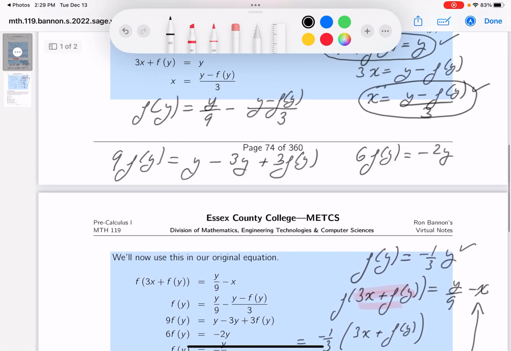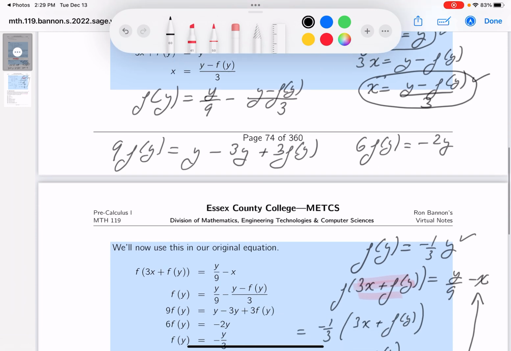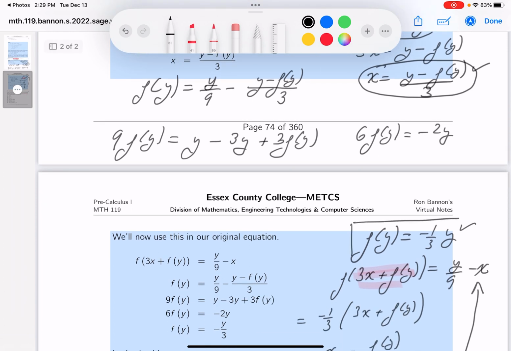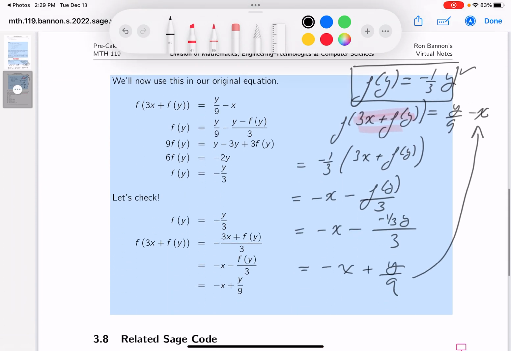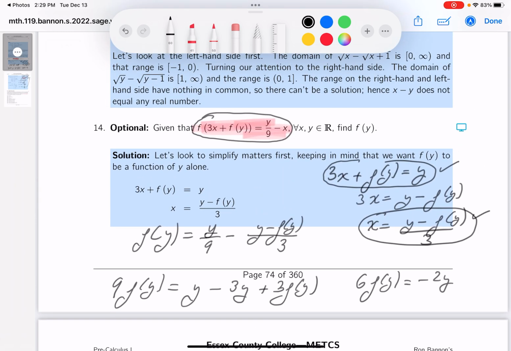So again, we found f of y and we checked it. And f of y we've determined is this guy over here. Again, all work is written down for you, including the check at the end. This is something that is not being taught at Essex. These are functional equations, but it can't hurt to look at something outside the box, all right? And this is outside the box for Essex County College. Thank you.